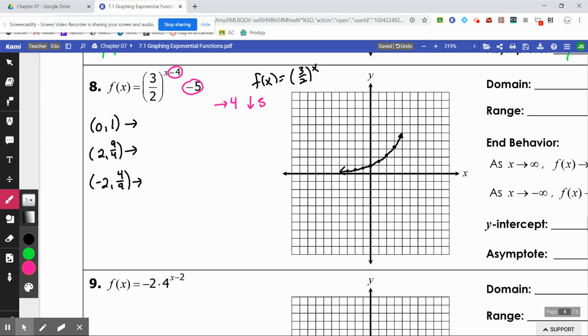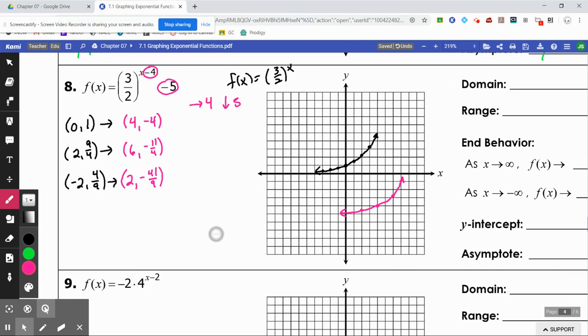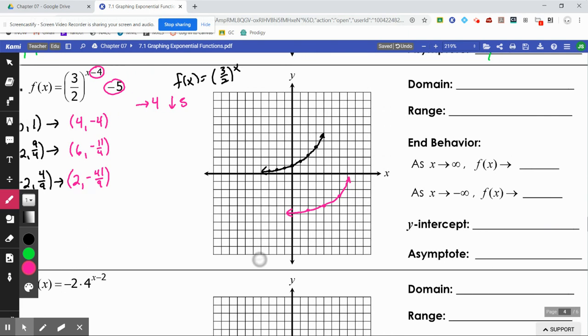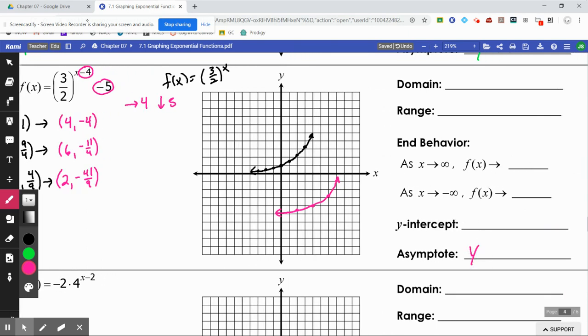So we'll add 4 to the x's and subtract 5 from the y's, and now here's what you get. And there you see the new points in the new graph. And again, your asymptote line, we can do it first. Since everything got moved down 5 units, then so did your asymptote line. What used to be at y equals 0 is now at y equals -5.